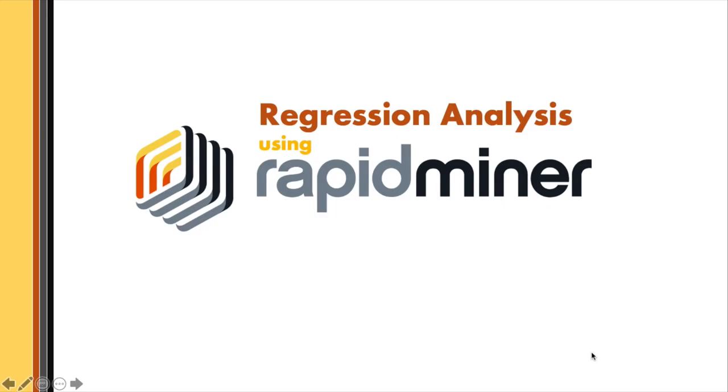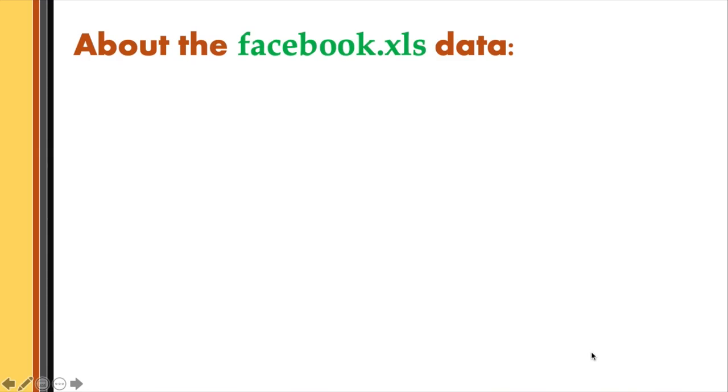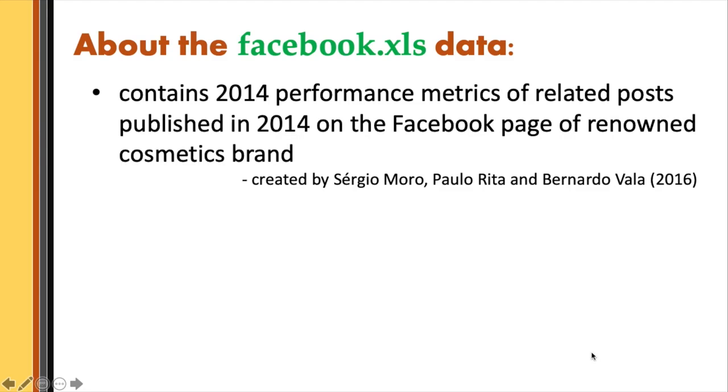Now, given those background concepts, we may now perform regression analysis using RapidMiner. We're going to use the file facebook.xls data. You may download it using the description box below. The Facebook.xls data contains 2014 performance metrics of posts published in 2014 on the Facebook page of a renowned cosmetics brand.